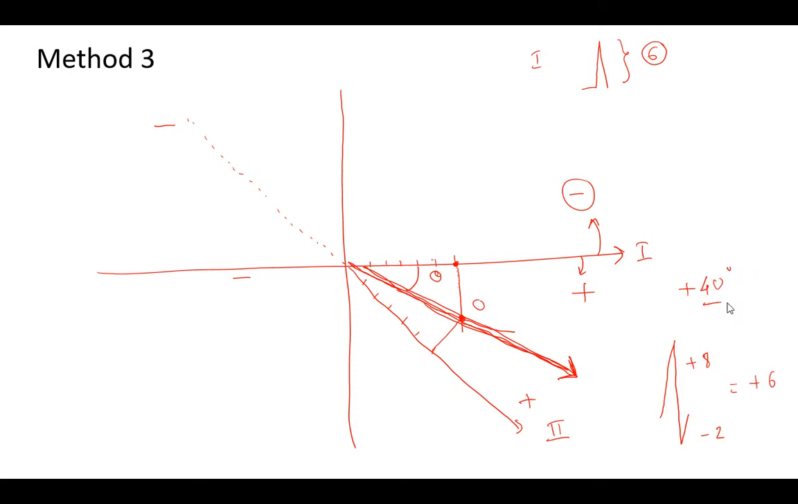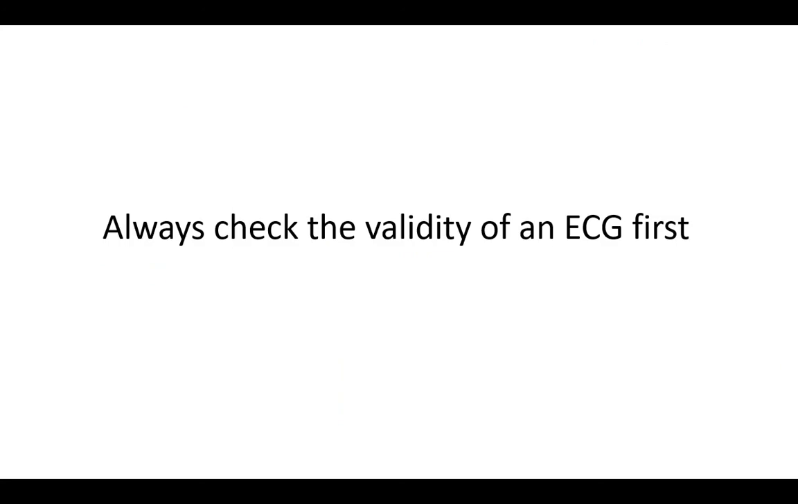So the last point in this session, I would like to tell you that before reporting an ECG, once you get the paper strip in your hand, always check for the validity of an ECG first, okay. Why I am telling validity of ECG? Validity means whether the leads of an ECG were attached in a proper fashion or not, whether the leads were connected correctly or not. Okay, so let us see how to check for validity of an ECG.